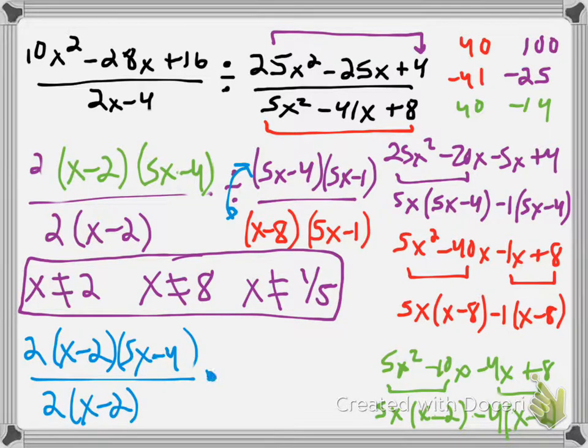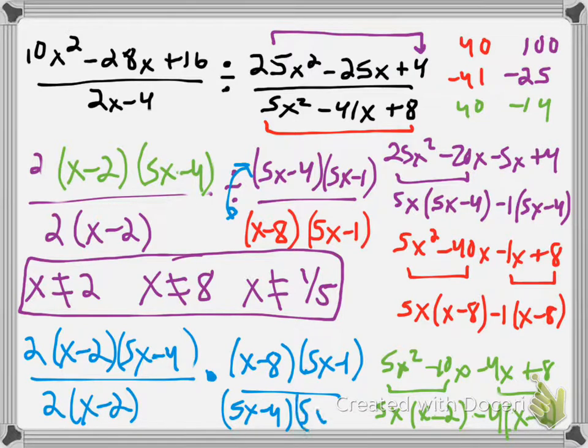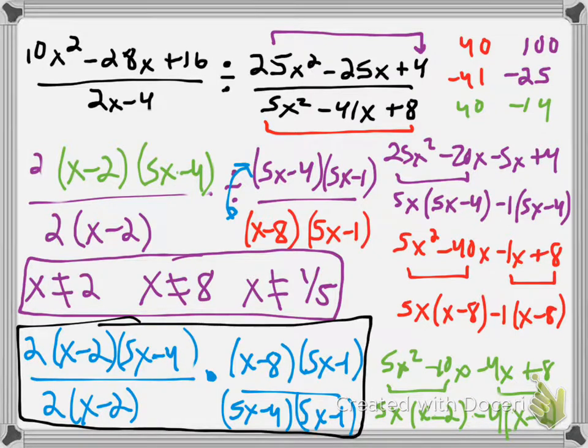And now I'm going to change it to multiplication, but flip my fraction. 5x minus 1 over 5x minus 4 times 5x minus 1. Alright, so I'm going to take this to the next page. I'm going to rewrite my new multiplication problem and bring over my zeros or my restrictions, and we'll continue on. So let me move on to the next slide so we can have fresh space.